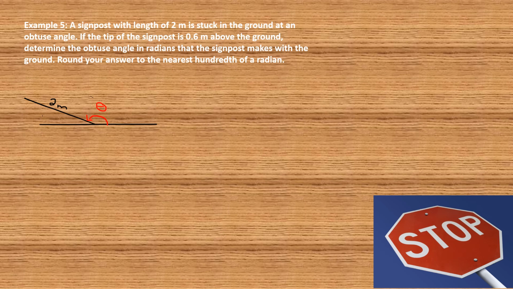And the tip of the signpost is 0.6 meters above the ground. So the tip of the signpost is out here. That is 0.6 meters above the ground. Finish off my triangle there. That's 0.6 meters above the ground, and determine the obtuse angle in radians that the signpost makes with the ground. So I need to find theta. But I have to first work with my related acute. I'm going to have to work with the beta angle first.